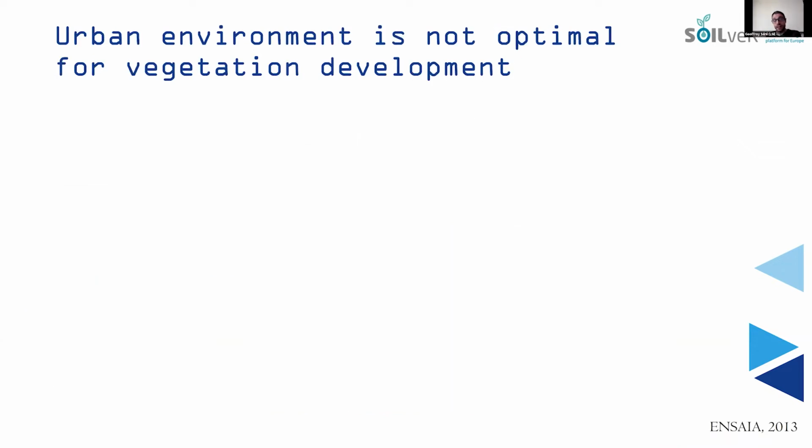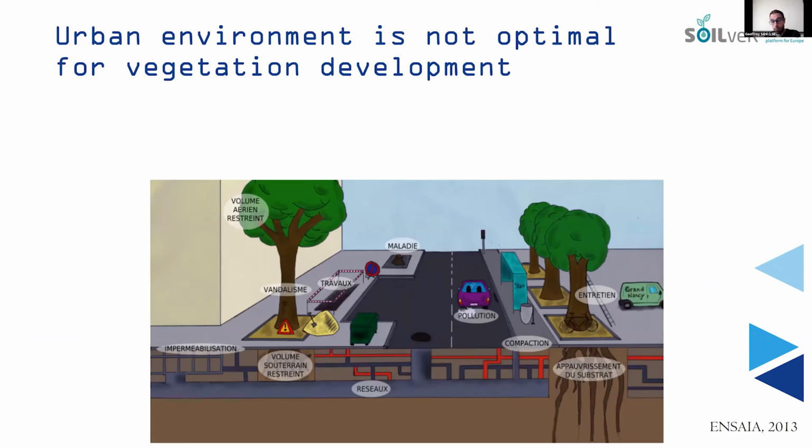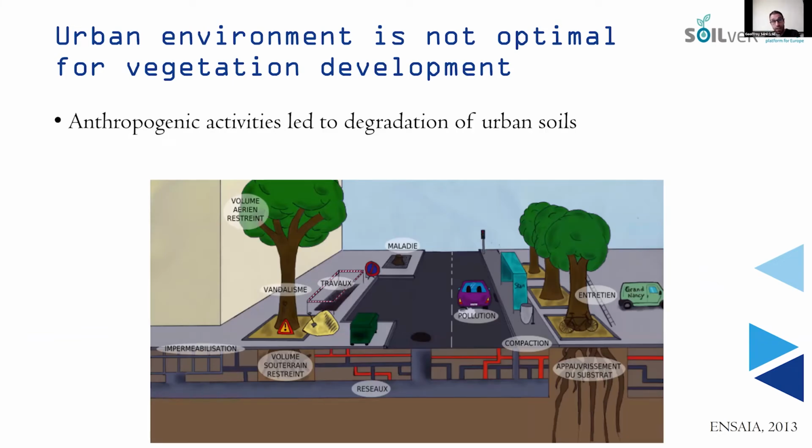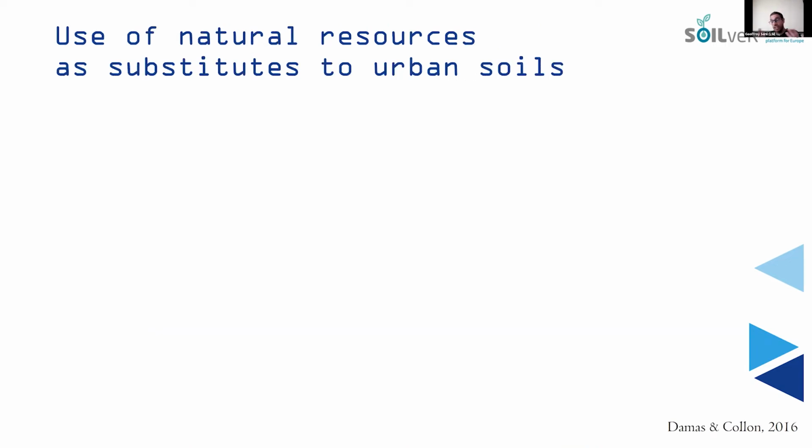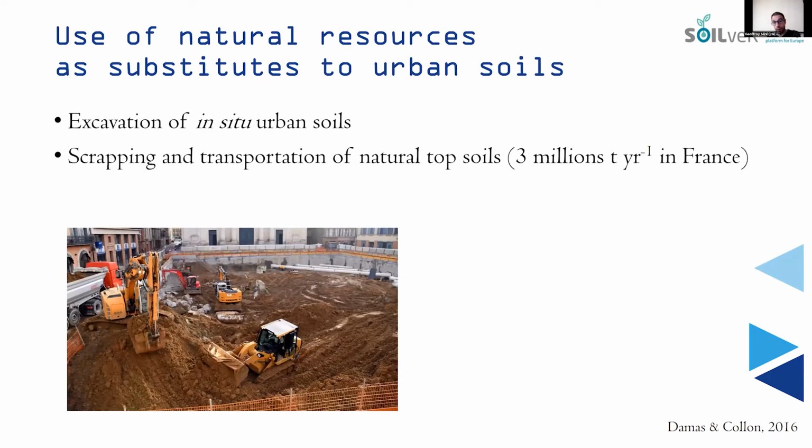Unfortunately, the urban environment is not really optimal for vegetation development. Anthropogenic activities very often lead to the degradation of urban soil quality, leading to soils with very low fertility. In addition, this urban environment is really not appropriate for the development of vegetation, and the cohabitation between urban infrastructures and vegetation is really tough. As a consequence, in order to revegetate the cities, we mostly excavate the in-situ urban soils.